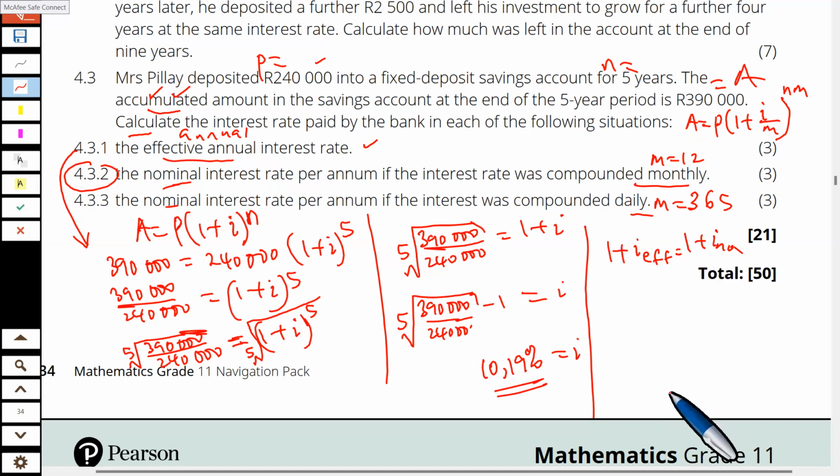Right. Divided by M. So this is nominal divided by M and is raised to the power M. That is the formula we use. But we want to find the nominal rate. So we already know the effective rate. What is the effective rate? This is already the effective rate they've given to us. The effective rate is the one that is annual. So it's not monthly or anything. It's once a year.